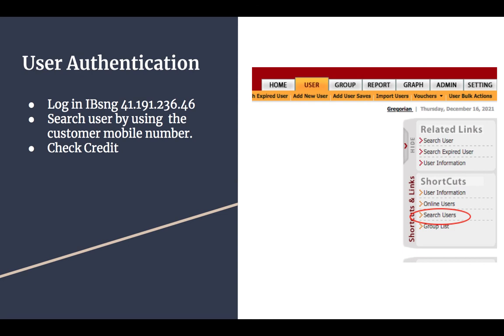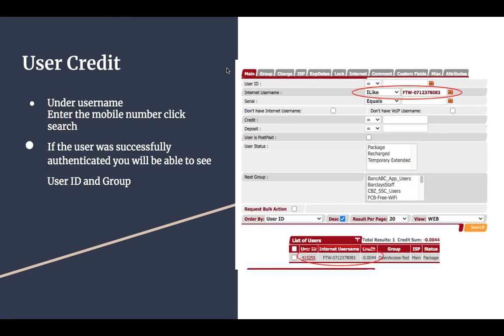Now let's look at another way to check if the user has gone through the registration process. If you log into the Radius server, search for the user by using the customer mobile number, then also check the credit. So you go on search users, then under the internet username, click like there, then put the username, which is the cell number. You can just type from 0 here, it should be able to come up. Then the moment you click search there, you should be able to see this user, right?